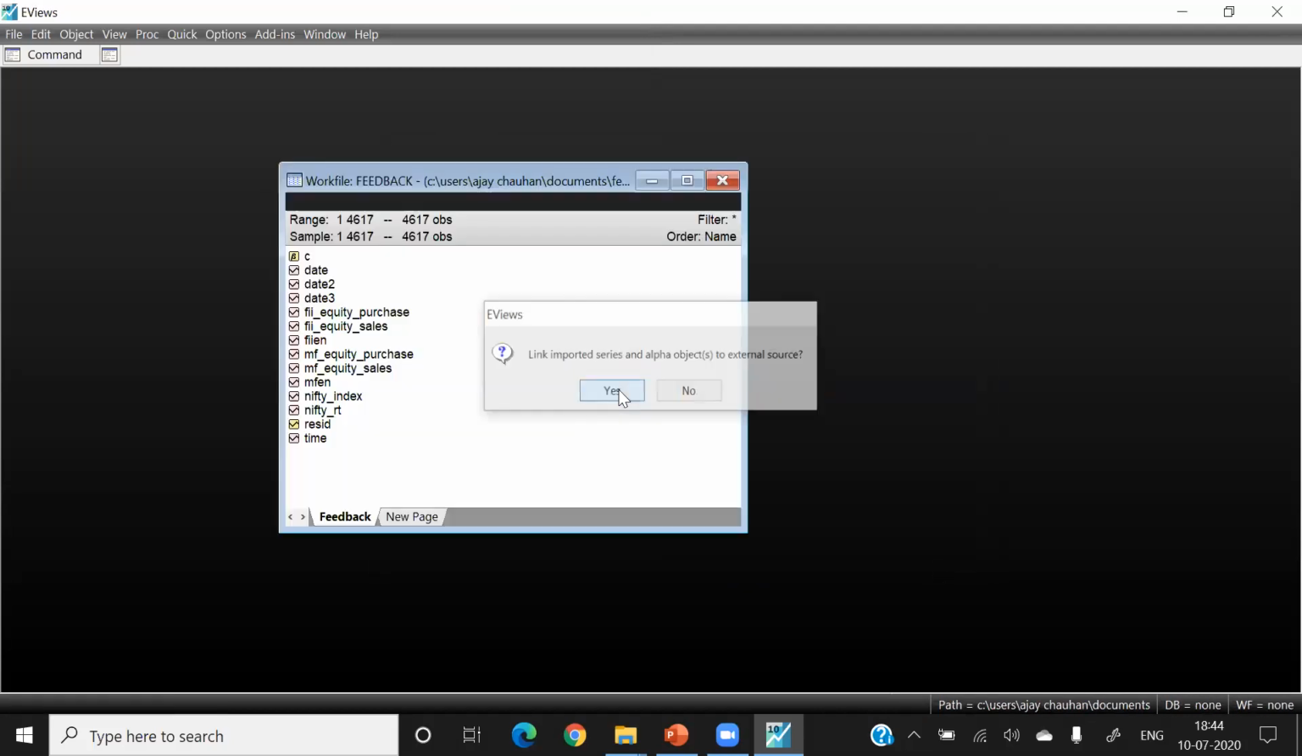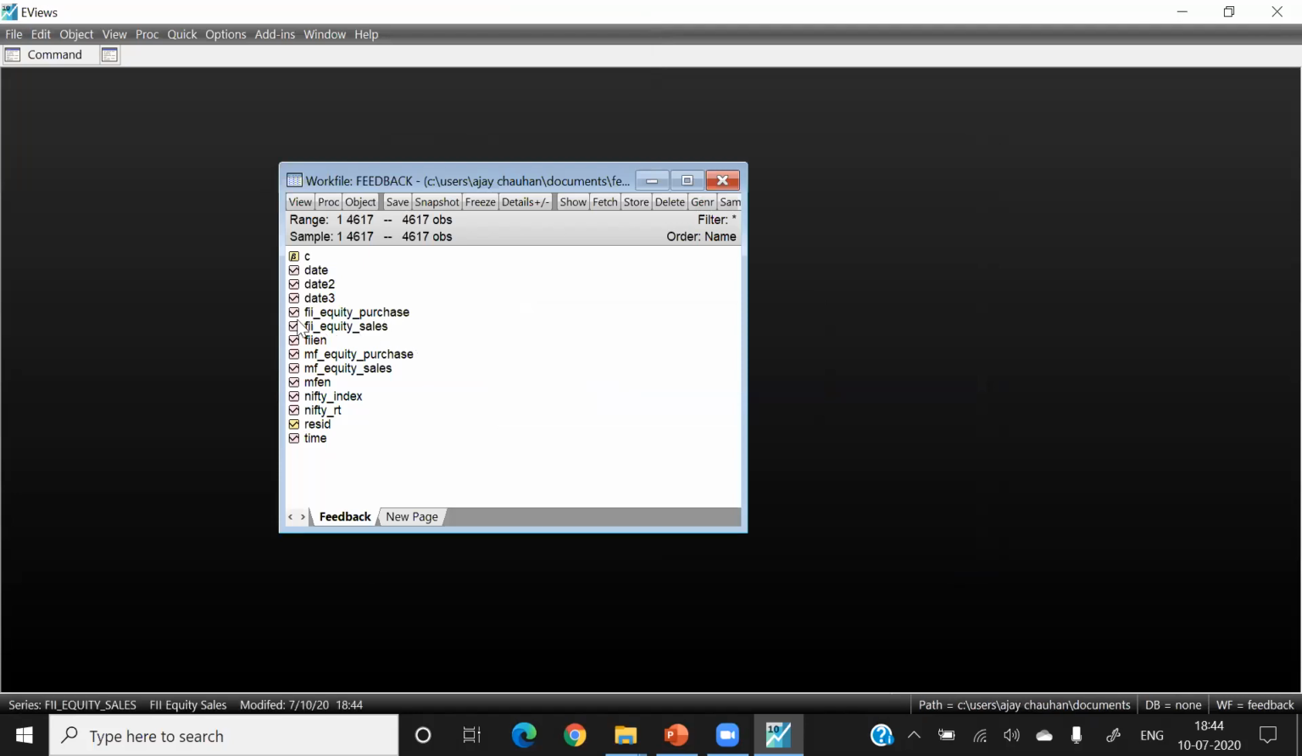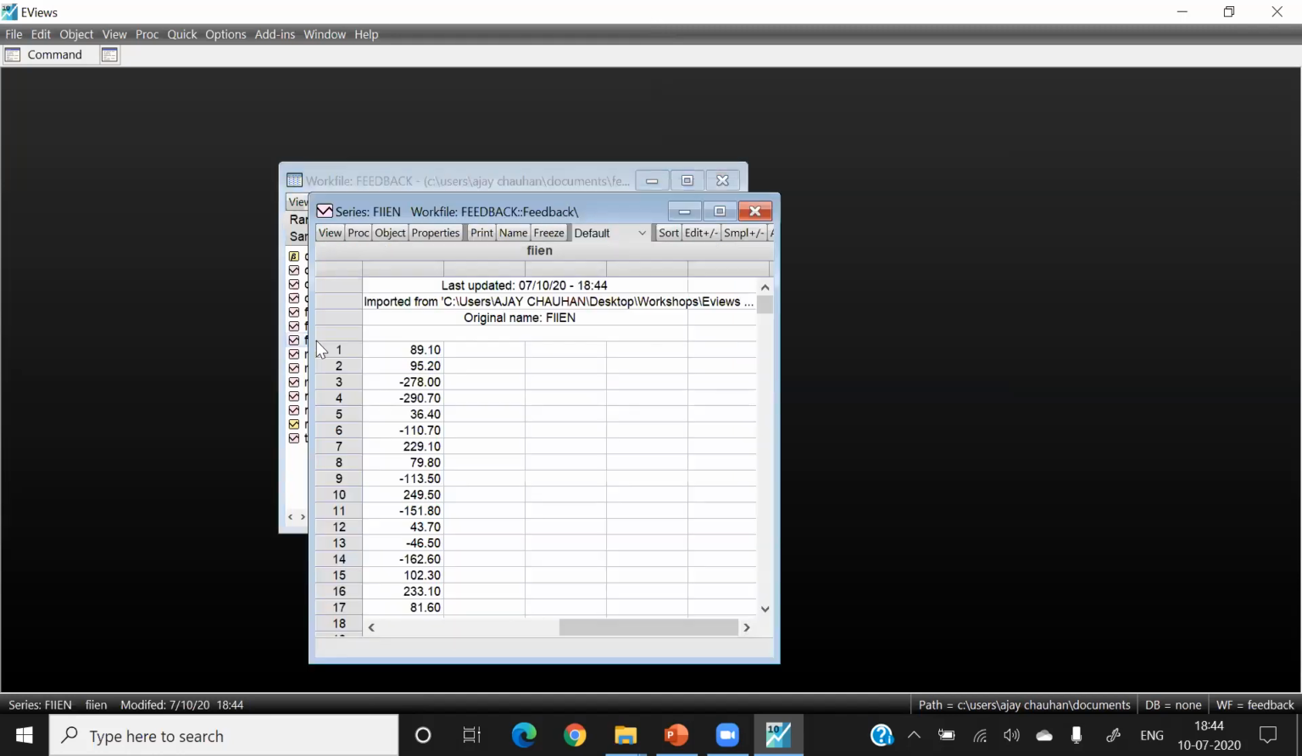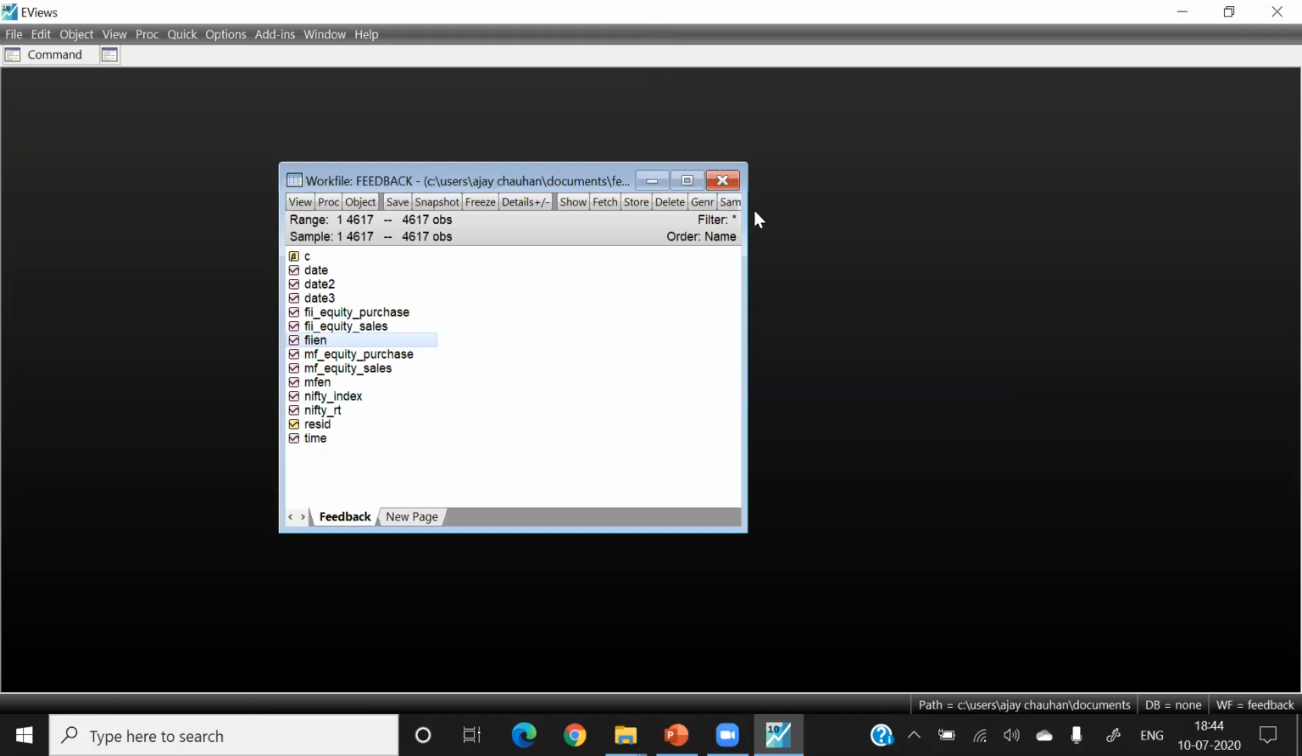This is the data set. We are having the FII equity purchase, FII equity sales, and FII net investment, mutual fund equity purchase, mutual fund equity sales, and mutual fund equity investment, Nifty return, Nifty index. So let me check, can I use the investment? This is a direct investment. Investment means purchase minus sales. This is my purchase, this is the sales. And the difference between the two is called FII equity investment.